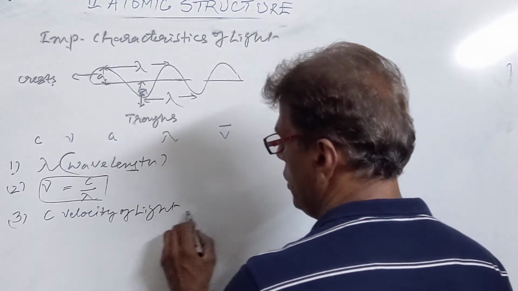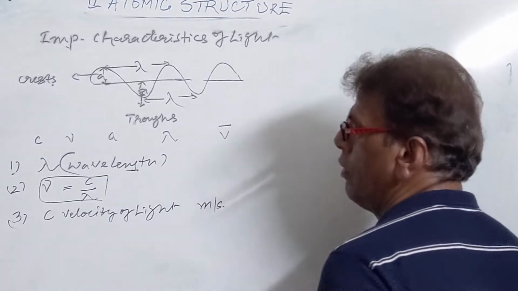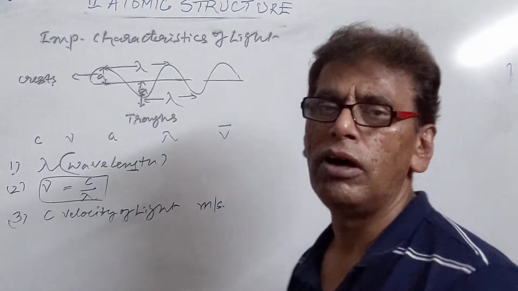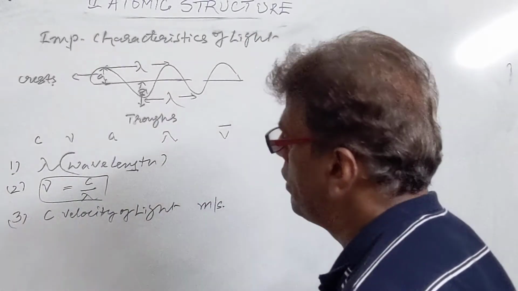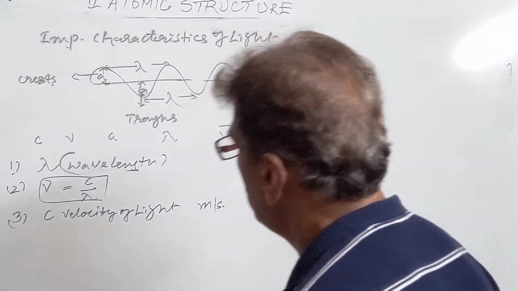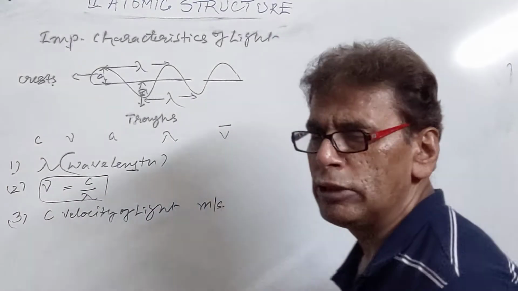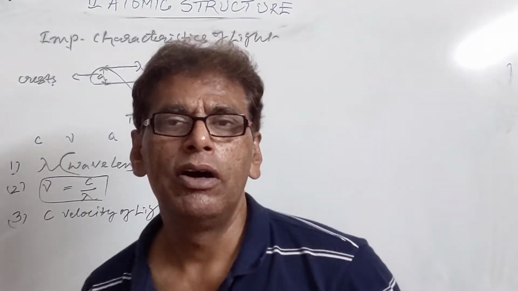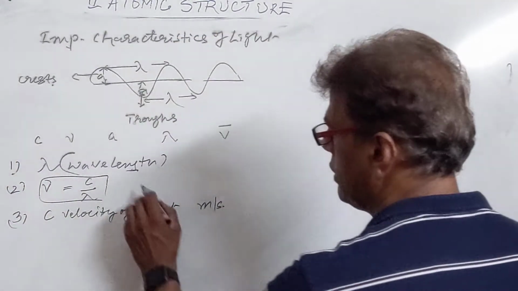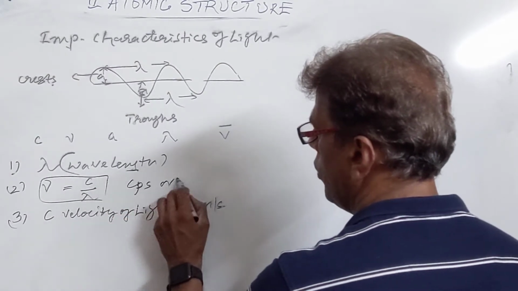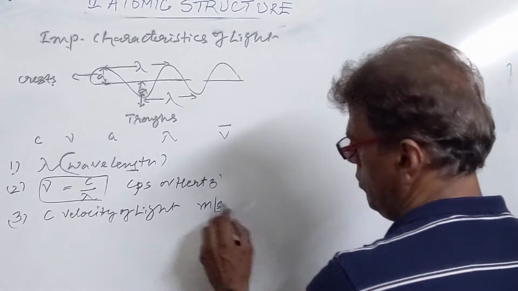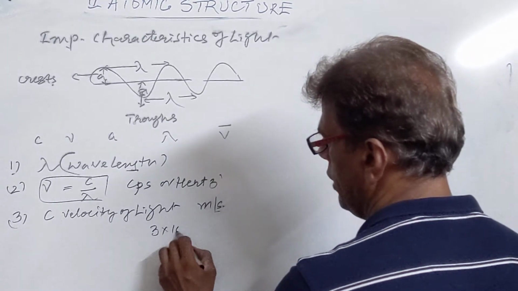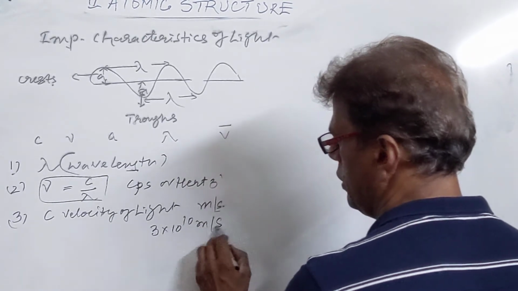It is expressed in meter per second. Wavelength is expressed in angstrom, or in meter or centimeter. Frequency is expressed in cycles per second or in hertz. CPS is the unit of frequency, or hertz. Velocity is expressed in meter per second. The velocity of light is 3 into 10 raised to power 10 centimeter per second.